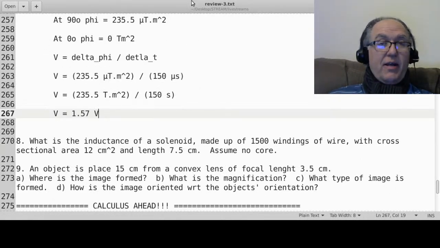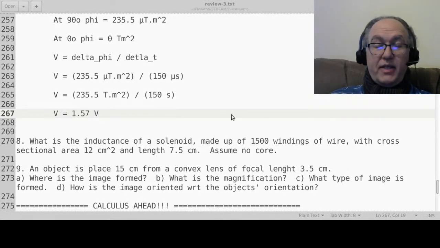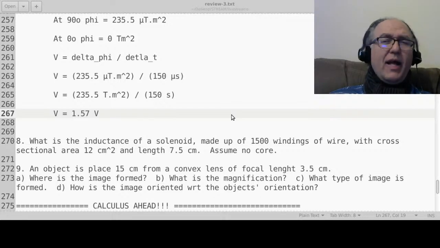So that's kind of interesting. Let's just think about what I just did here. If I have this big loop, remember, radius of 1 meter, and I rotate it very quickly, that's the hard part of this, because you've got to rotate it in 150 microseconds. But if you could, you would generate a little over 1.5 volts of electricity in that wire, just from the Earth's magnetic field.